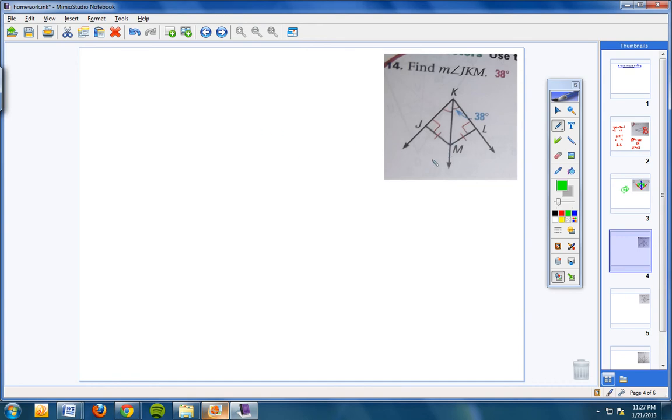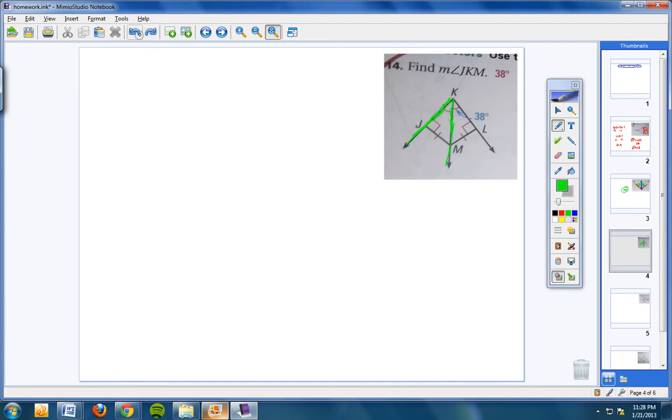Let's take a look at number 14. Now here they're going a little backwards, but let's see if we can't figure this out. They want you to find the measure of angle JKM. Here's J, follow J along. Here's K, and then up to M. So they want us to find this angle right here. All right, so don't lose sight of that.